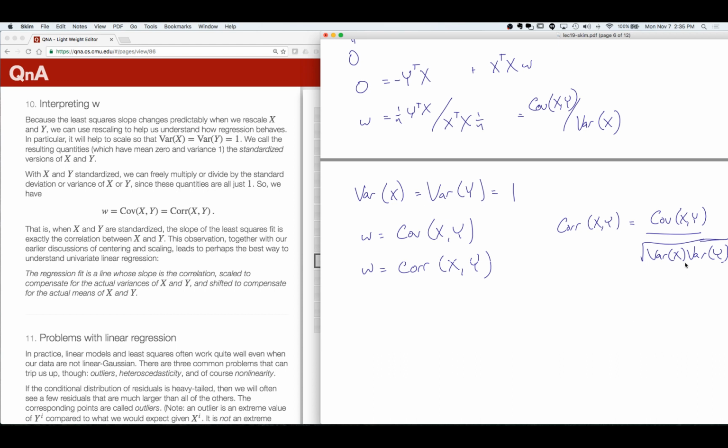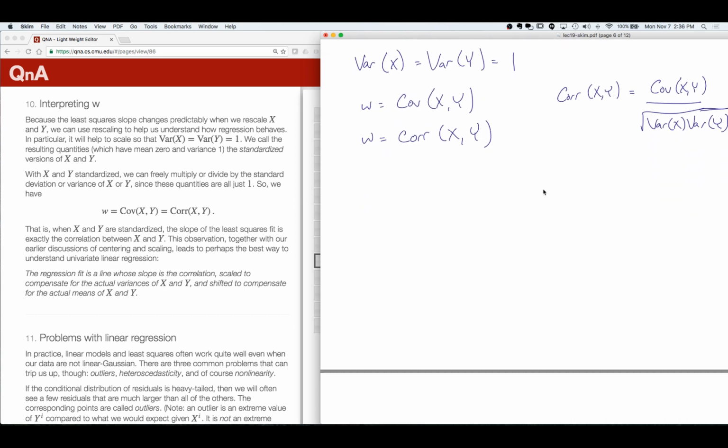And so what that means is that scaling up x or y does not change the correlation, right? And so correlation separates out the effect of the dependence between x and y from the other thing that covariance talks about, which is the relative scale of x and y, right? So maybe we can draw a picture, right?